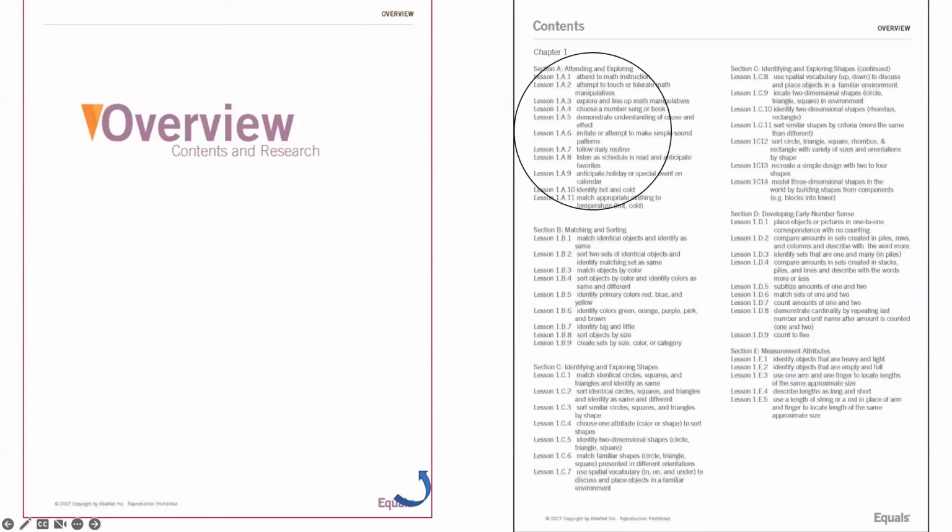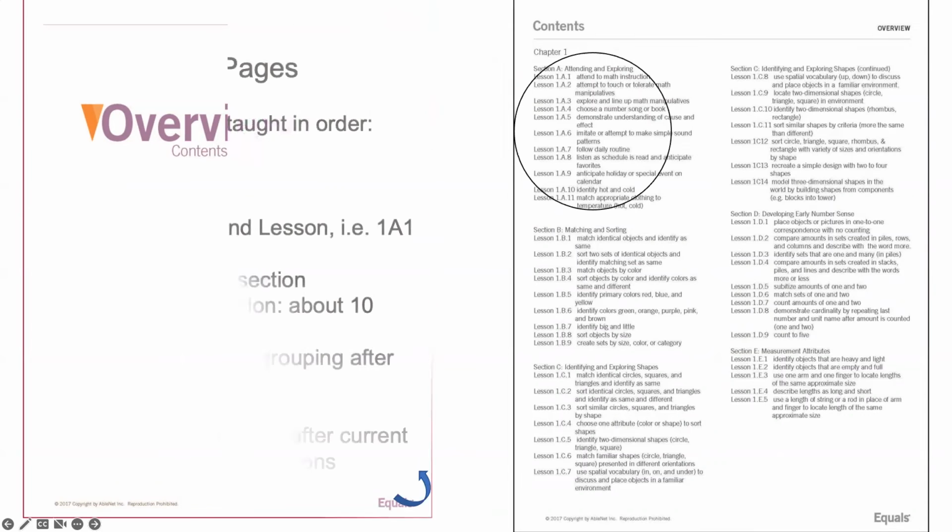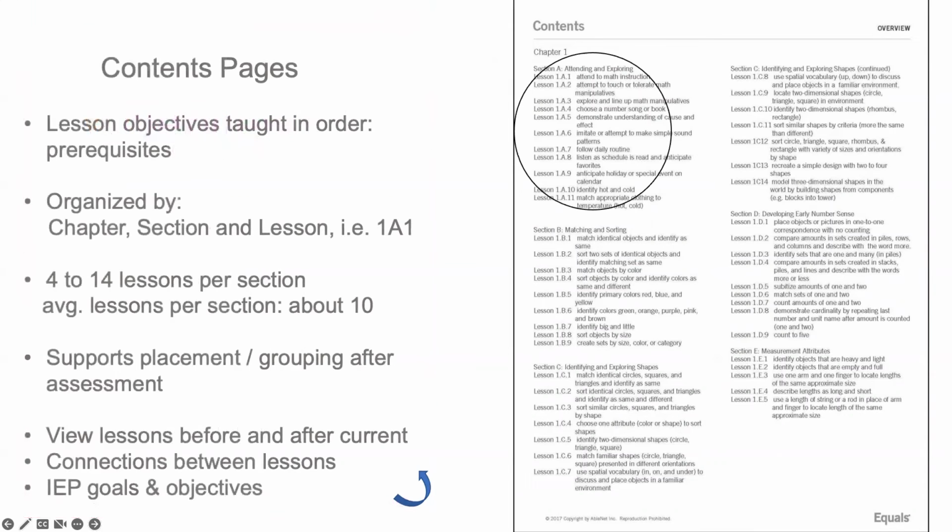The lesson objectives are listed in the order in which they are presented in the curriculum from Chapter 1 through Chapter 10. The objectives are organized by chapter, section, and lessons. The contents pages in the Overview Manual can assist teachers with placing students at the appropriate starting point, identifying skills that students are expected to know depending on their assessment placement, as well as providing a clear understanding of which math skills will be introduced in subsequent lessons.